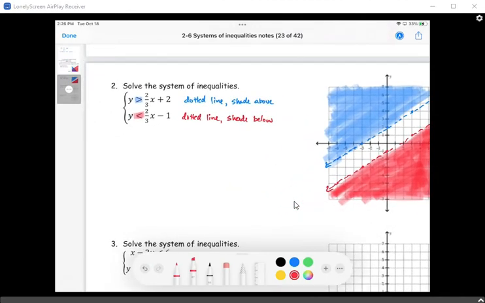And what that tells us is that there is no solution to this system of equations. There is no solution. If there's no overlap, then there is no solution to the system.